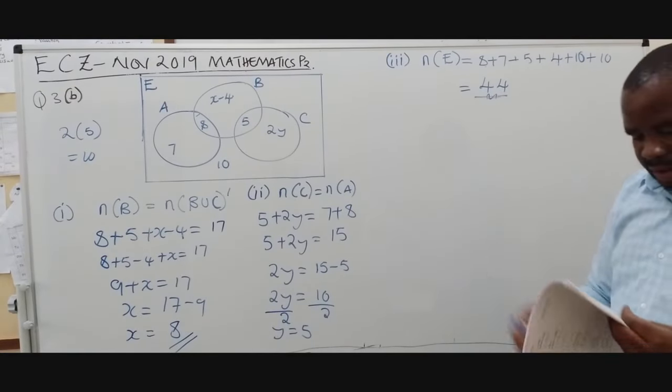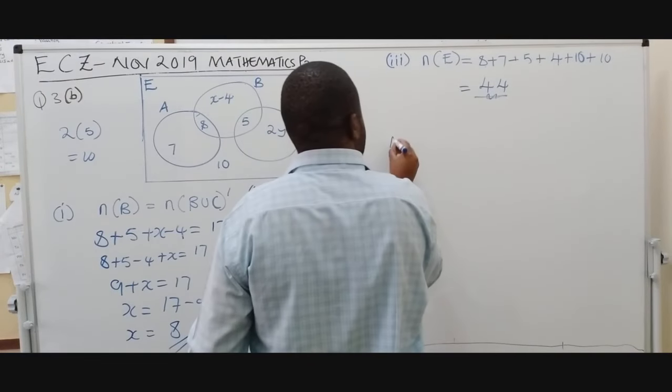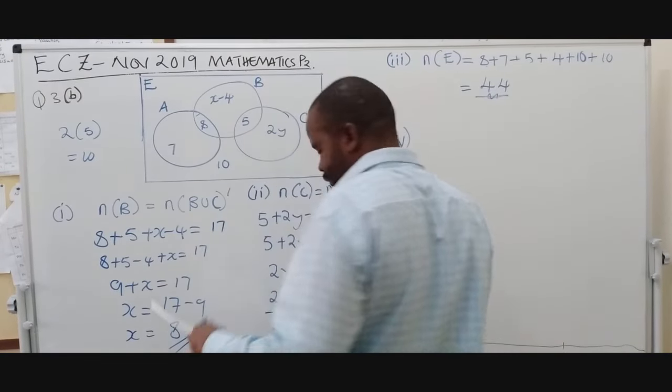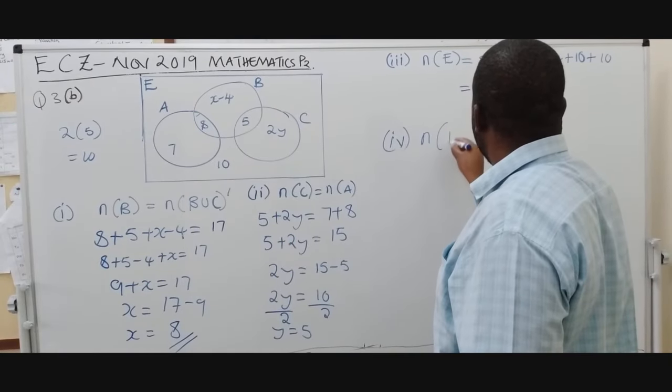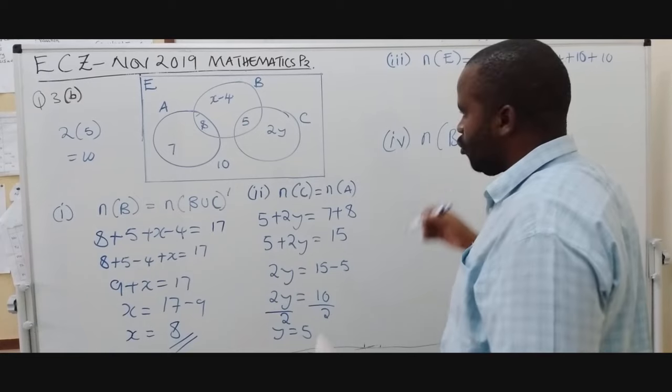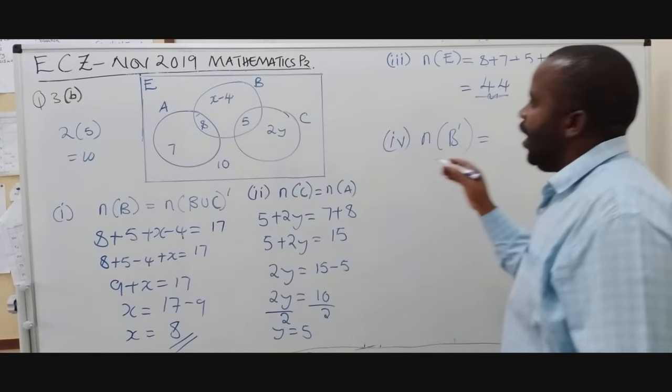Do you have another question? Yes. Roman numeral 4. Number of elements in B complement. The numbers that are not in B. What are these? Anything outside B.